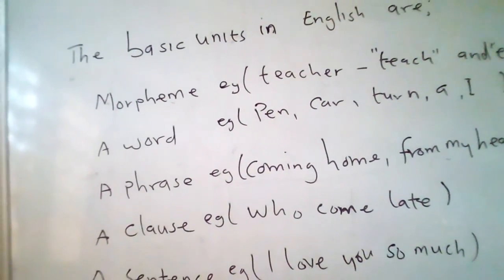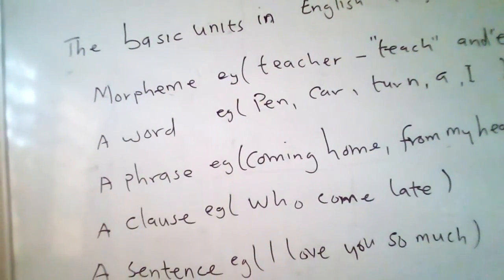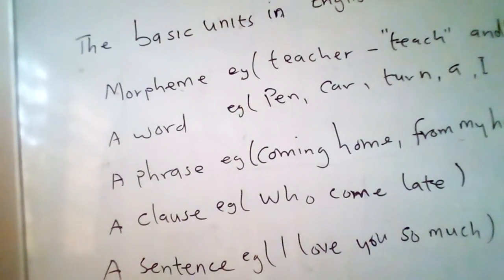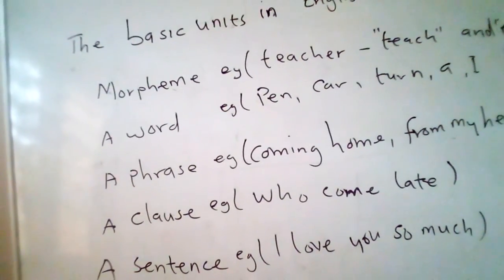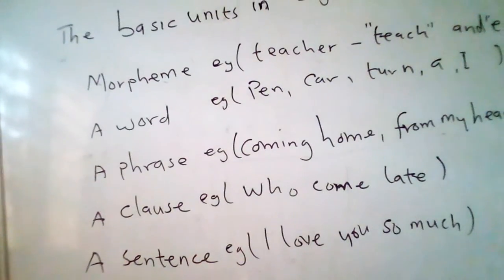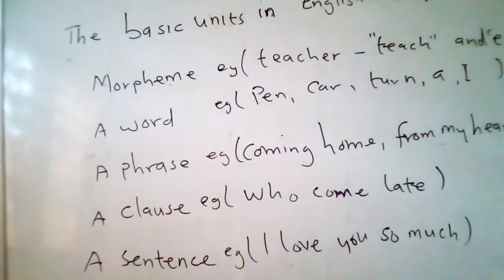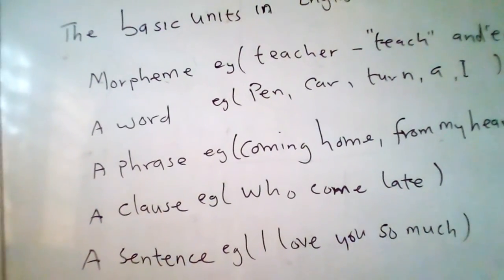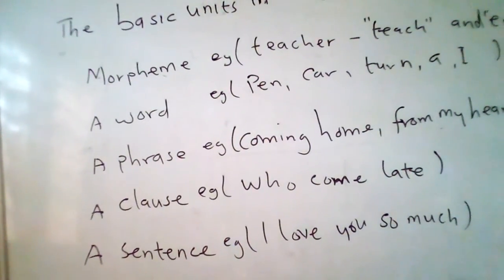And the word book has 1 morpheme, book. So only 1. But when you add S to it, it becomes books. So books has 2 morphemes, book and then the S in a plural form. So note that morpheme has much more to do with what?